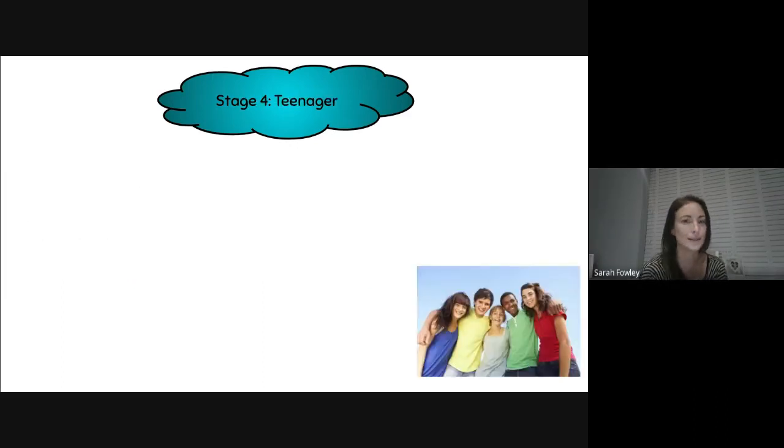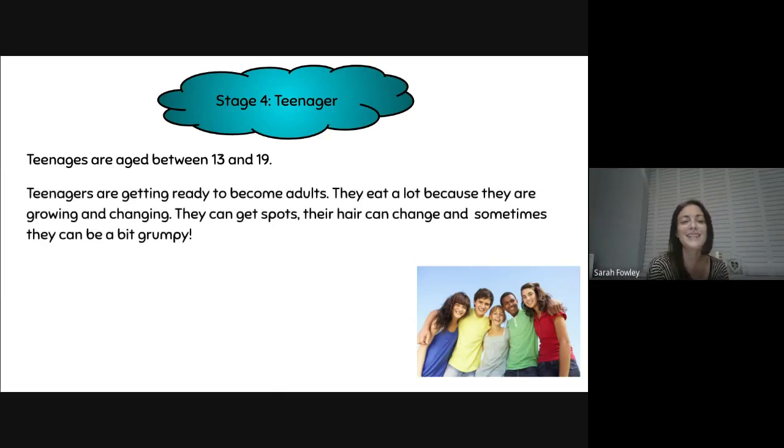Stage 4, this is your next stage, but not until you're 12, year 2. This is the teenager stage. Teenagers are aged between 13 and 19. Ooh, teenager, 13 to 19. There's a big clue there in the word teenager. Those are our teen numbers. Teenagers are getting ready to become adults.